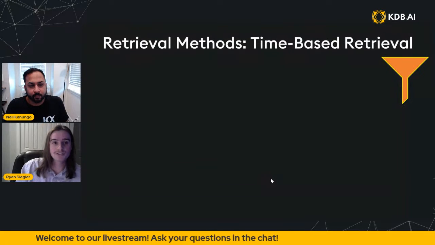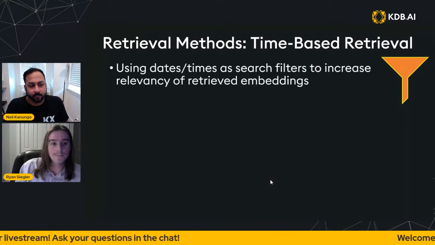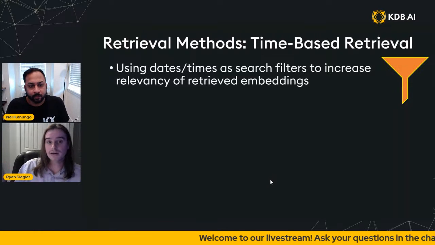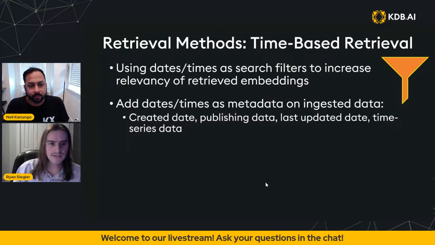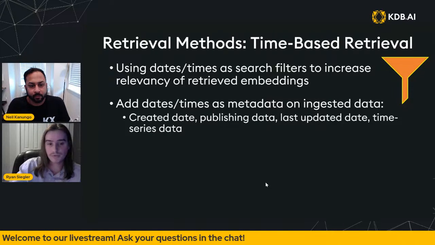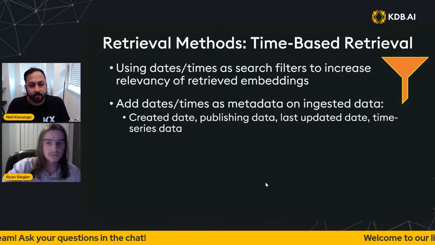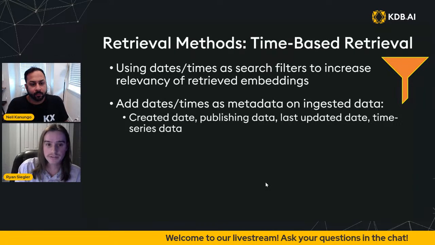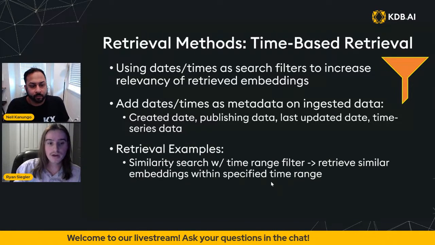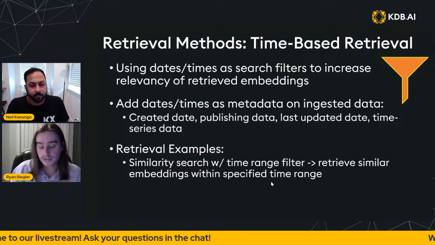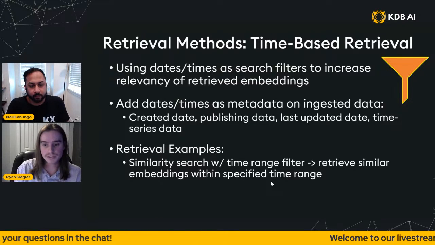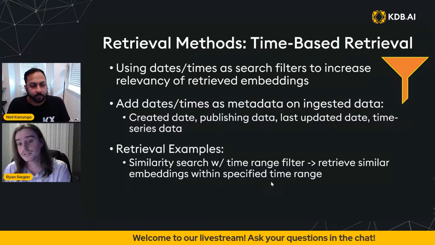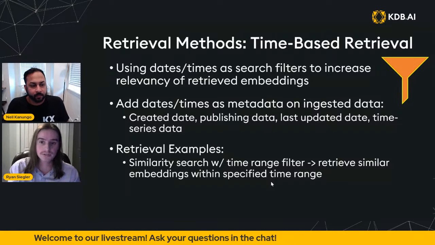And this is one of the specialties of KDB AI. But what we can do is tag dates and times as metadata on our embeddings. And when we do this, there's different ways we could do it. We could put when was this article published? When was this last updated? You could use different time series data and tag it with all that date time information. But this will allow us to do a similarity search on our vector database with that time range filter on it. So we want to retrieve embeddings within a specific time frame, or we want to retrieve embeddings within the last 7 days, something like that.